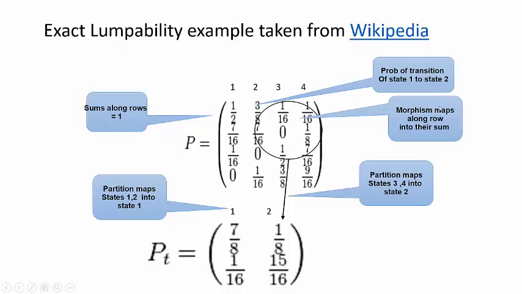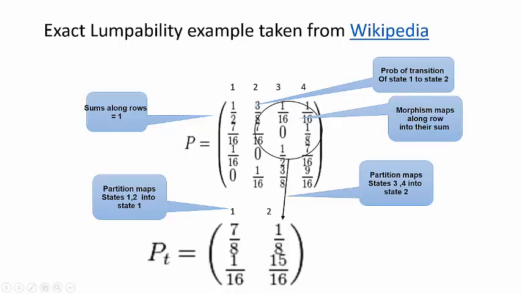And then lumpability can be regarded as a morphism that sums the relevant transitions out of a state to a block and takes that sum as the probability of transition. And that requires that the sums are the same for states that start from the same block and end in the same block.